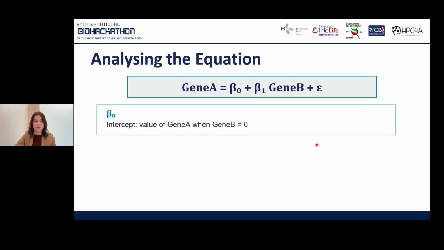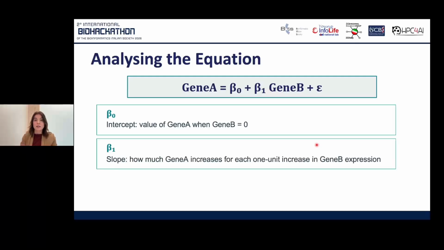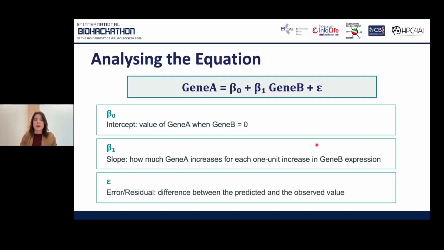So let's break down this equation. Beta 0 will be our intercept, so the basal value of gene A, the value of gene A when gene B is 0, is off. Beta 1 will be the slope coefficient, let's say, so how much gene A increases for each unit increase of the expression level of gene B. And epsilon will be the error, so the difference between the predicted and the observed value.